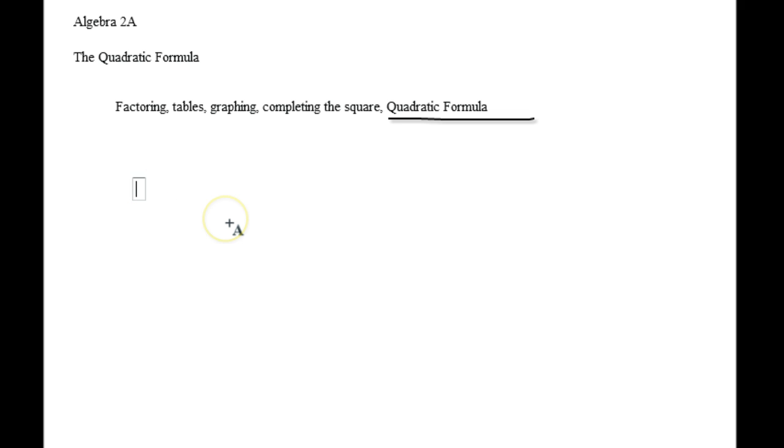And today we're going to talk about the quadratic formula. It's one of the most important ones, okay? Because this one actually will solve any problem. Anything I throw at you, you will be able to solve. So let's say, for example, I had negative 3x squared plus 5x minus 7 equals 0.